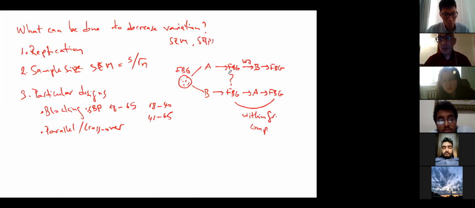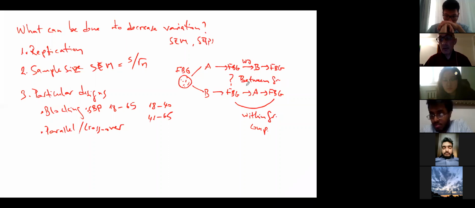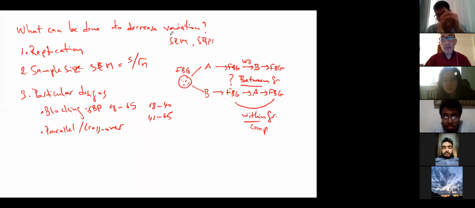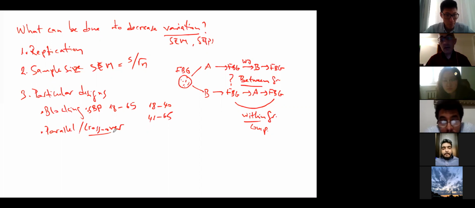Here we compared the between groups. The group A and B, you compare the fasting blood glucose. This is between groups. You know that the variability in between groups is larger than the within groups. That's our issue here, the problem here. You want to decrease the variation. One way to decrease the variation is to have a crossover design.